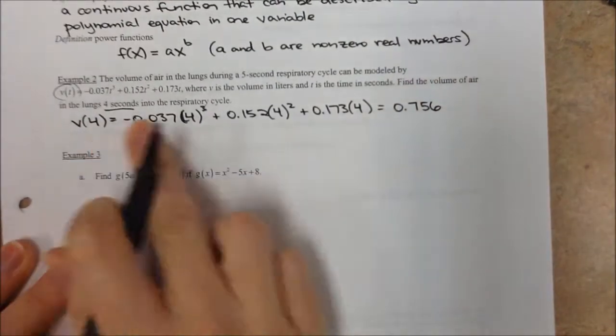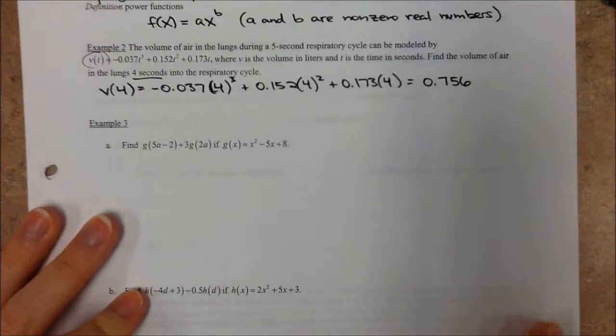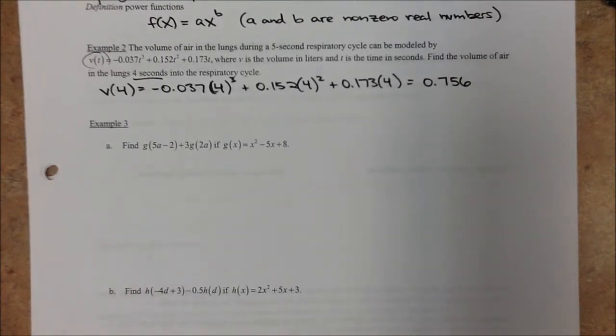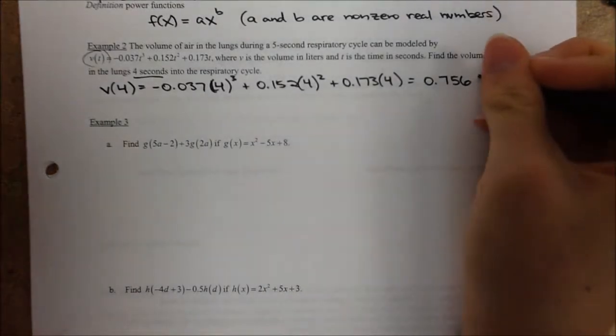Okay, so we want all 3 of those decimals because these numbers all had 3 decimal places, so we want to make sure our answer is accurate enough. And then what we get is our final answer, and this is going to be in liters.